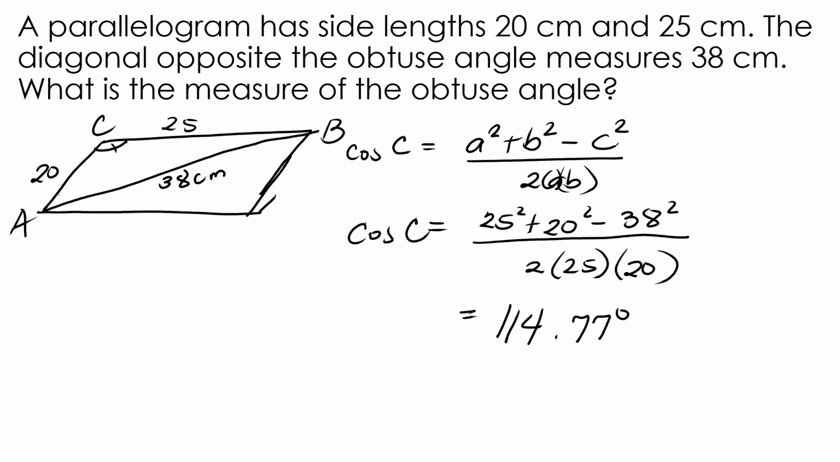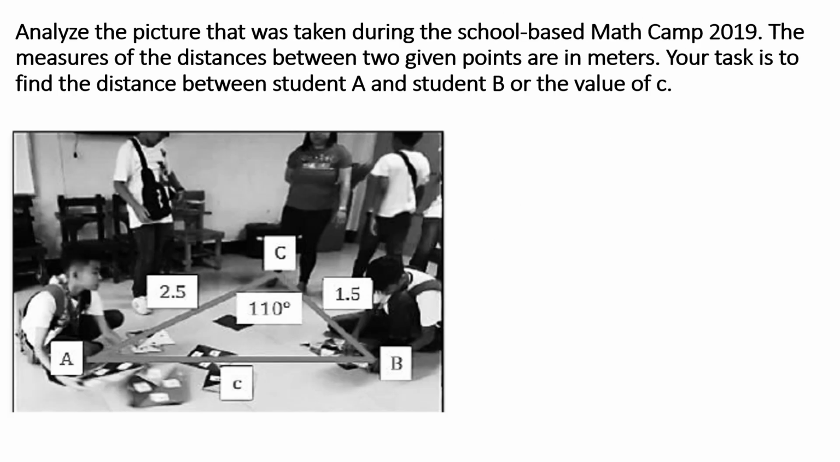Let's proceed now with number 2. I'm just going to give you a clue on how you're going to answer this one. We have to analyze the picture that was taken during the school-based Math Camp 2019. The measures of the distances between two given points are in meters. Your task is to find the distance between student A and B, or the value of C. So this is student A and this is student B, and we're going to find this distance.